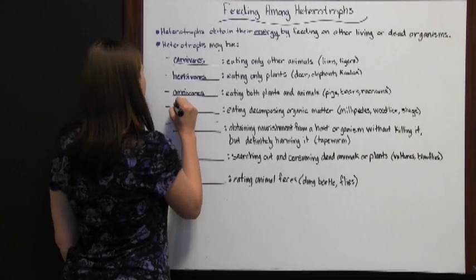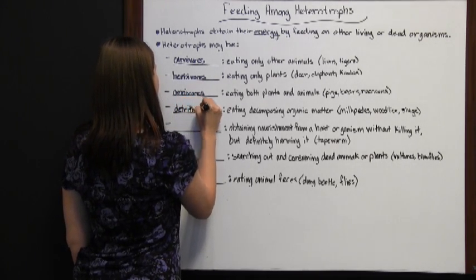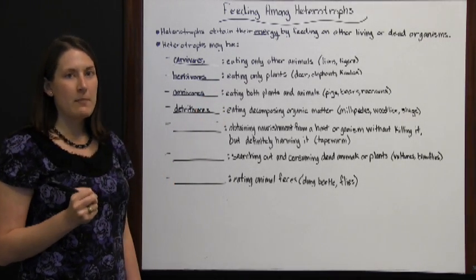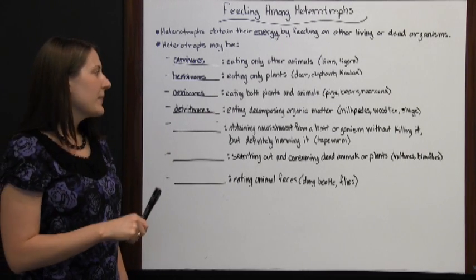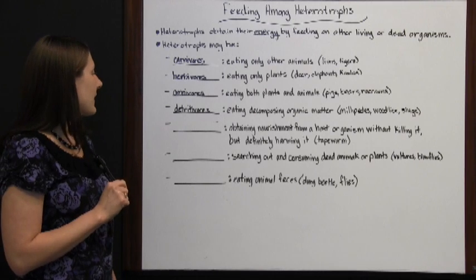The next example are detritivores. And detritivores eat decomposing organic matter. So the detritivores would be the decomposers in a food chain. And examples would be millipedes, wood lice, and slugs.